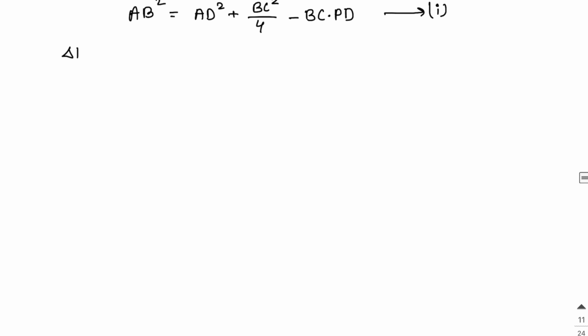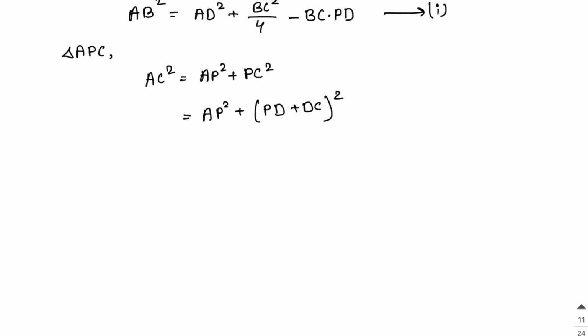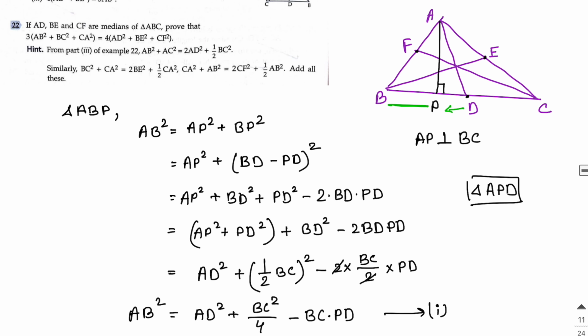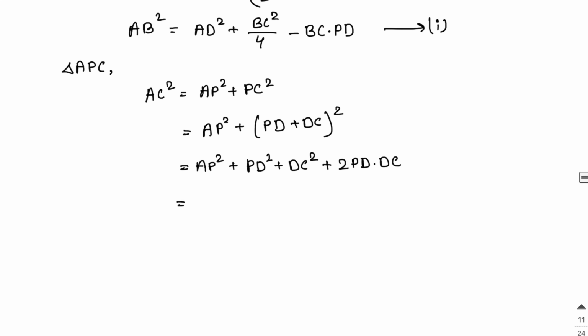Now from the next triangle, that means APC, from right hand side triangle. So from triangle APC, you can write down AC square is equal to AP square plus PC square. Clear? That means in the place of PC, now PD plus DC, that is PC. So you can write down AP square plus PD square plus DC square plus 2 into PD into DC. So now as AP square plus PD square equals, you can write down what? You can write down AD square.